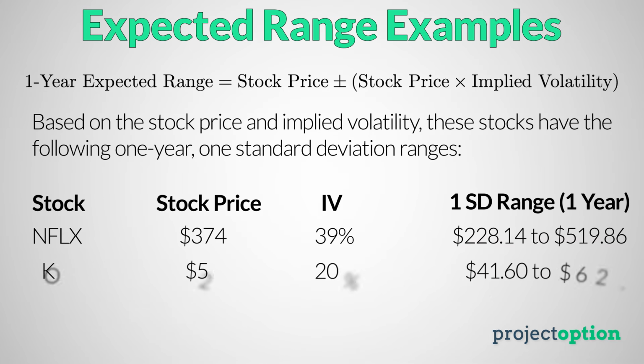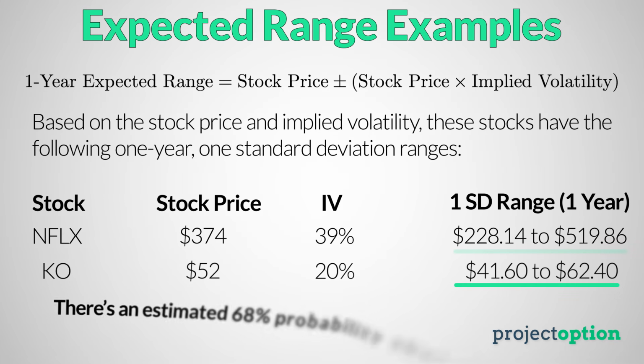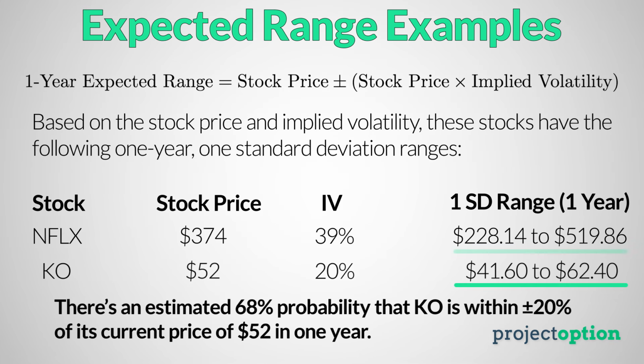With Coca-Cola at $52 and an implied volatility of 20%, the 1-year standard deviation range for Coca-Cola is between $41.60 and $62.40. Said another way, the market is pricing in a 68% probability that Coca-Cola is somewhere within 20% of its current price, or between $41.60 and $62.40 1 year from today.